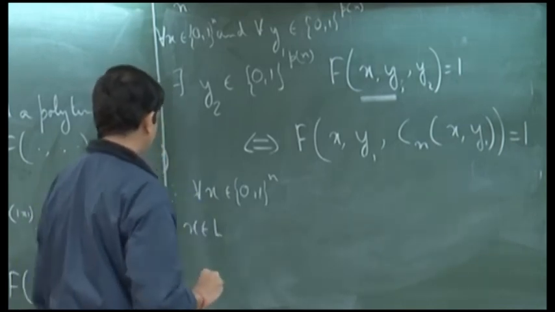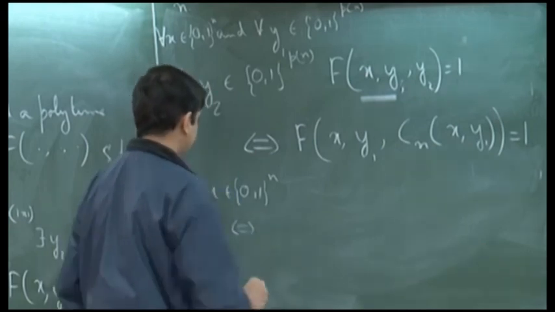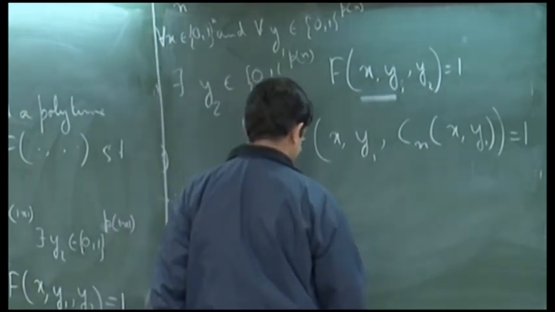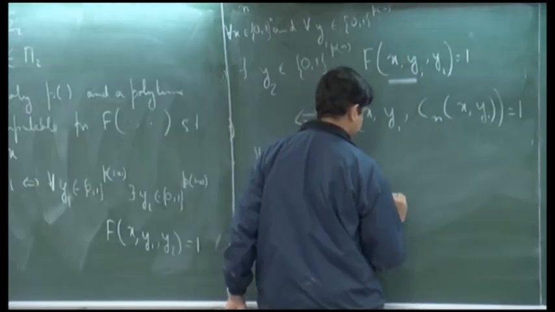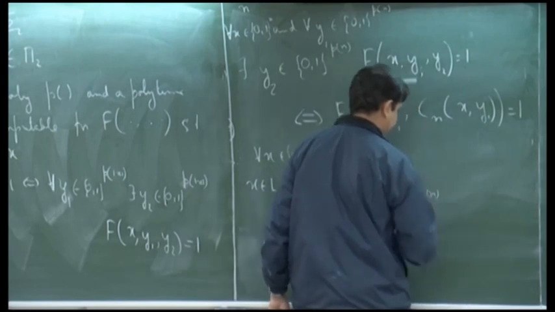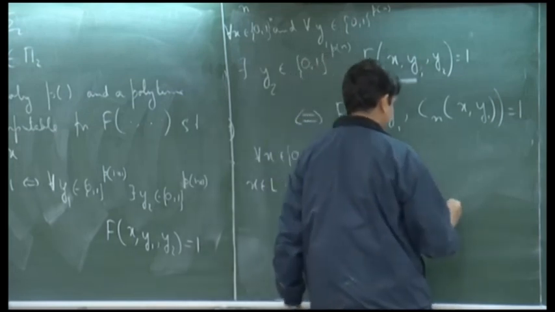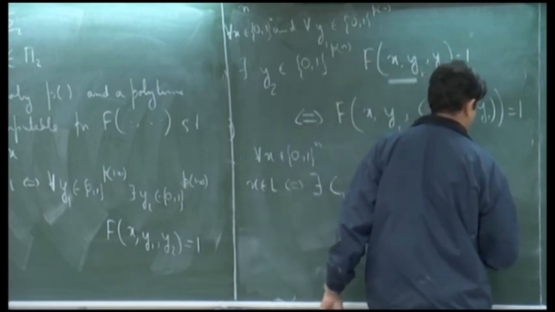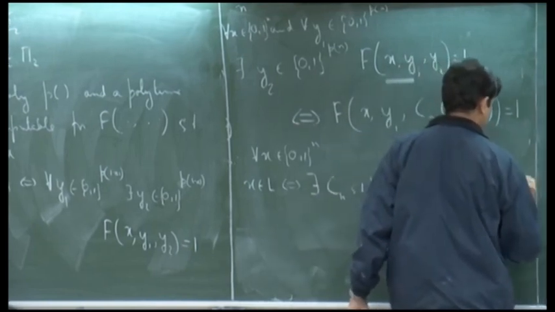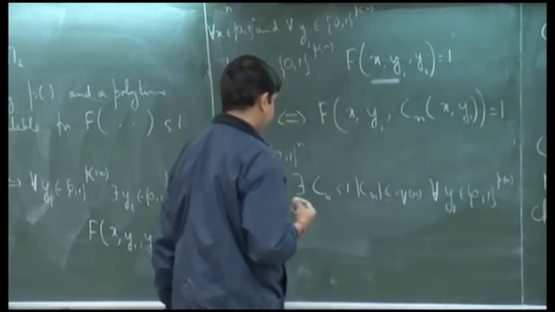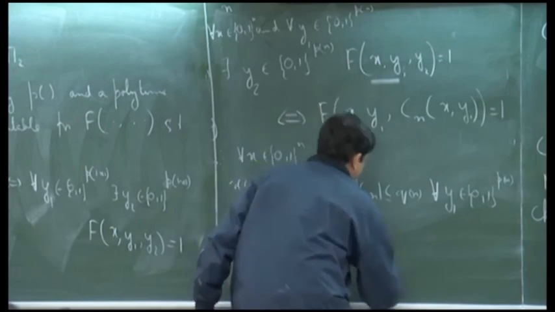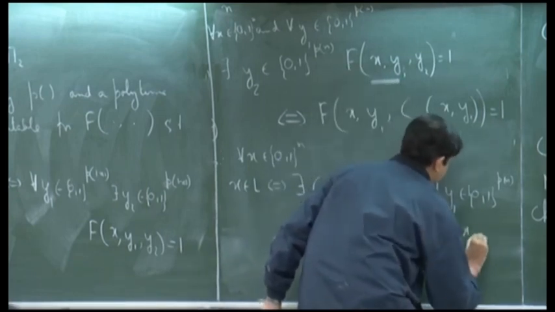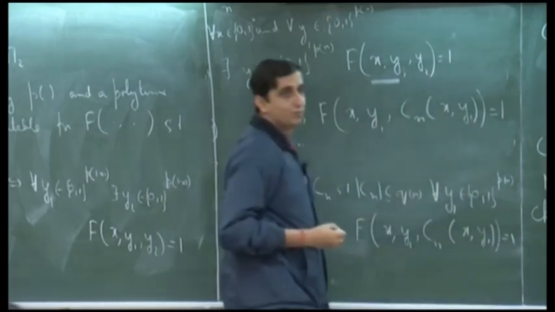Therefore, again for all x in 0 1 to the power n, I can restate this as follows. x will belong to my language L if and only if there exists a circuit Cn, such that Cn has size some polynomial in n, and for all y 1, f given x comma y1 comma Cn of x comma y1 evaluates to 1.